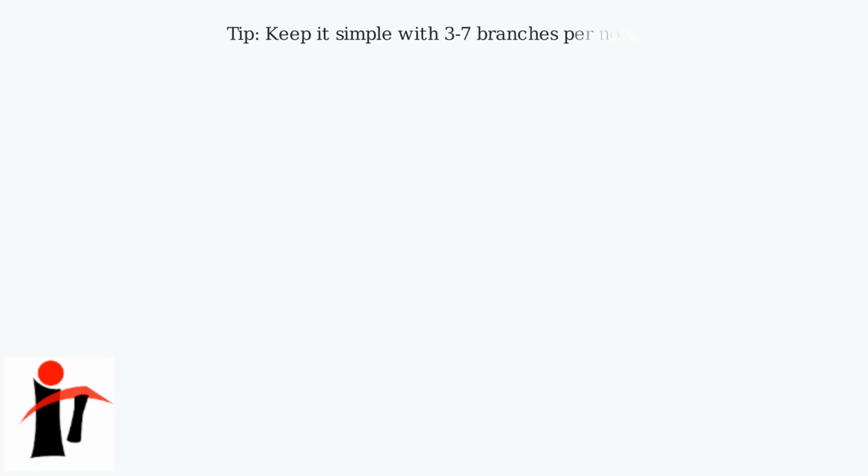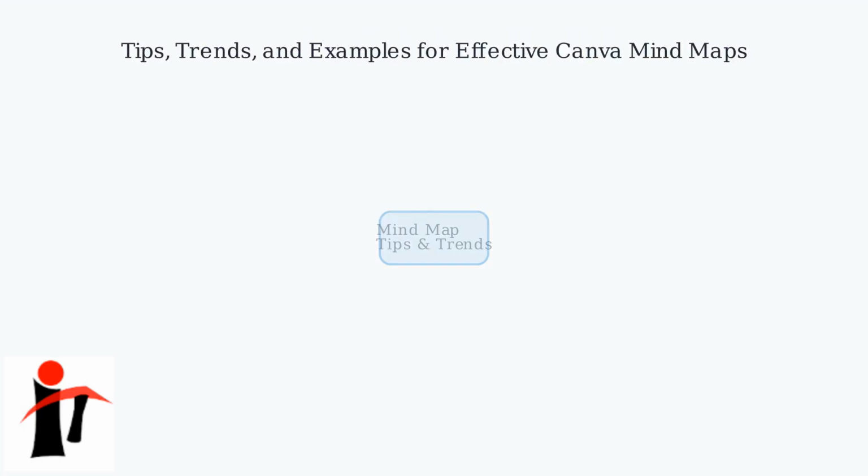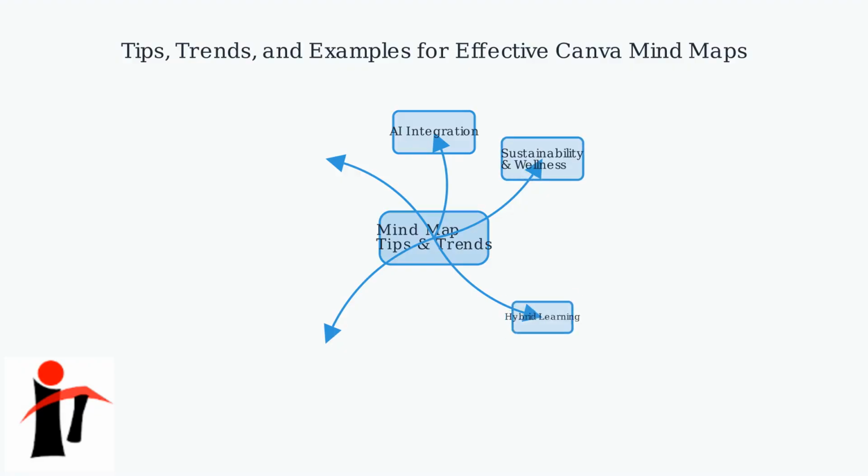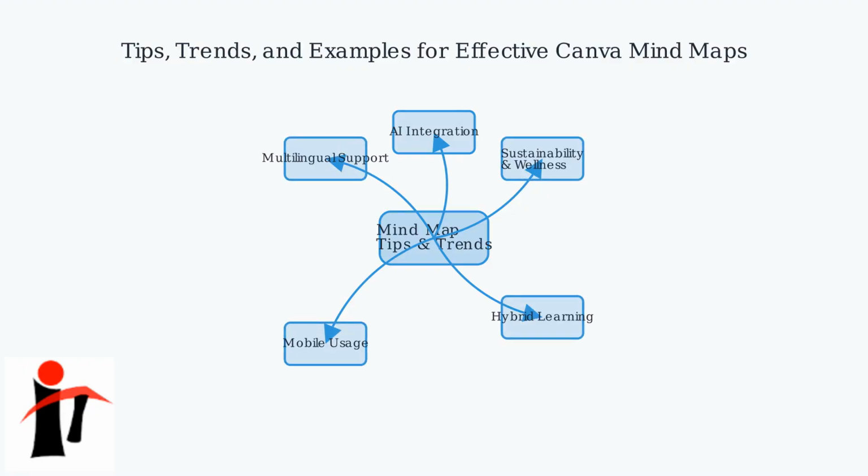Remember to keep your mind map simple and effective by aiming for 3 to 7 branches per node. This helps maintain clarity and focus. To create effective mind maps in Canva, consider these tips and trends. AI integration is a major trend, with Canva's AI tools reducing creation time by helping generate structures from text prompts.